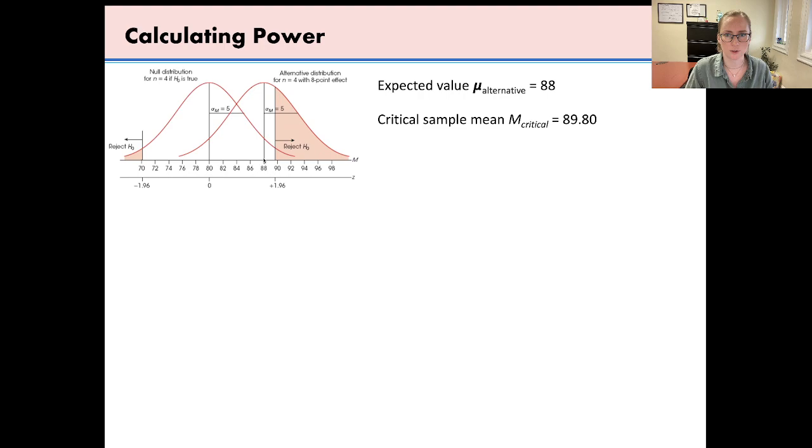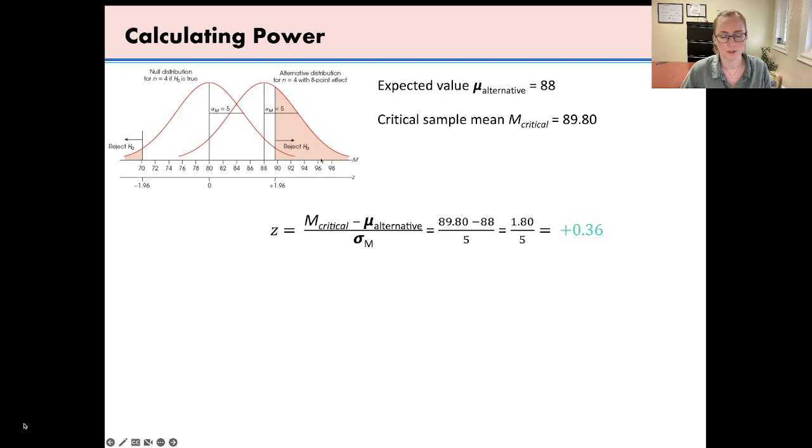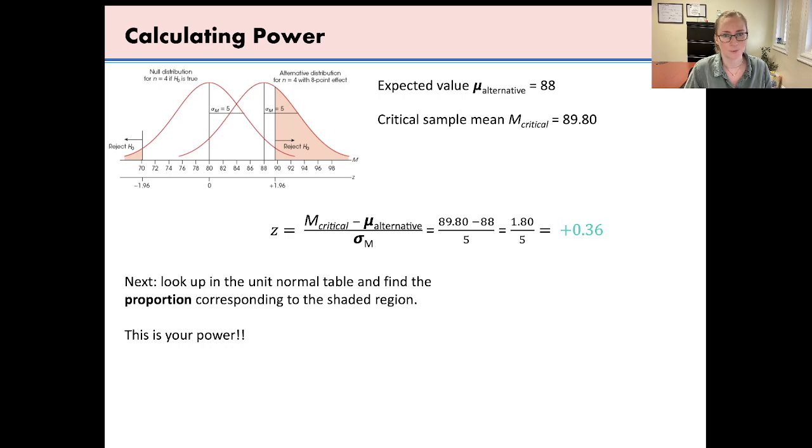To calculate the z-score, we need two things. We need our expected value, which was our hypothesized 8-point increase, and the critical sample mean we just calculated, which is 89.8. So we're trying to fill in this gap here. Our z calculation, the mean difference between our sample and our alternative hypothesis over the standard error, gives us 0.36. So now we look this up in the unit normal table.